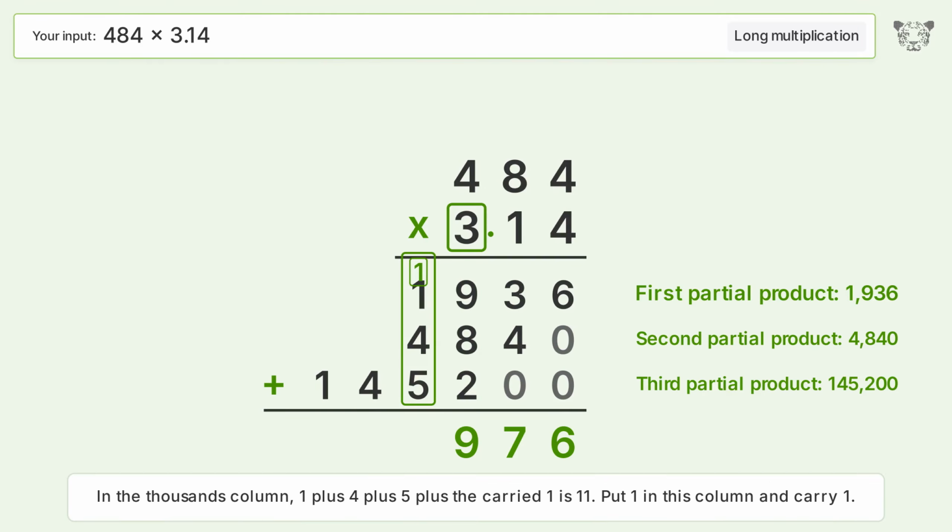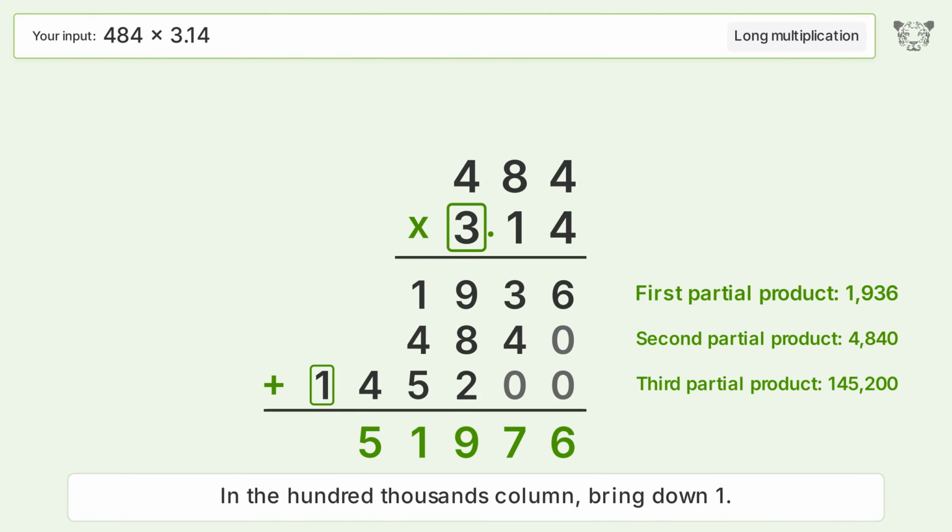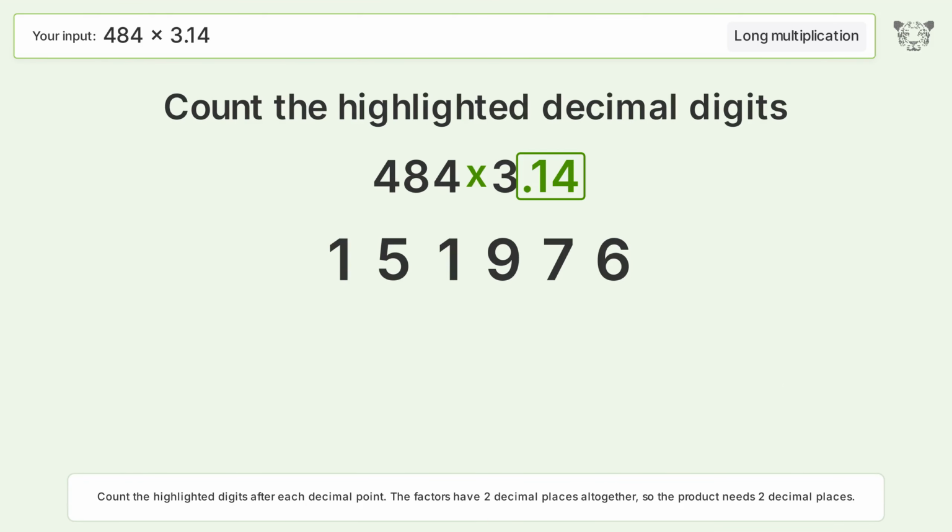In the thousands column, 1 plus 4 plus 5 plus the carried 1 is 11. Put 1 in this column and carry 1. In the 10,000s column, 4 plus the carried 1 is 5. In the 100,000s column, bring down 1. The product of the whole numbers is 151,976. Count the highlighted digits after each decimal point.